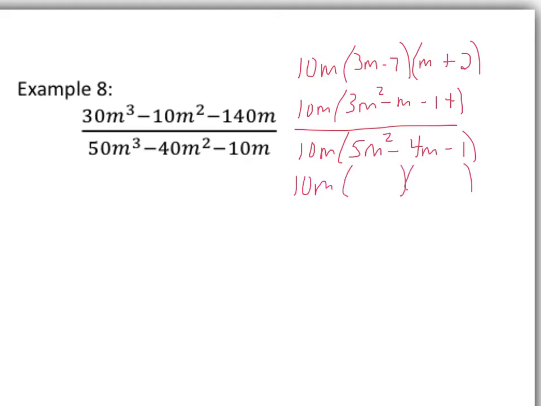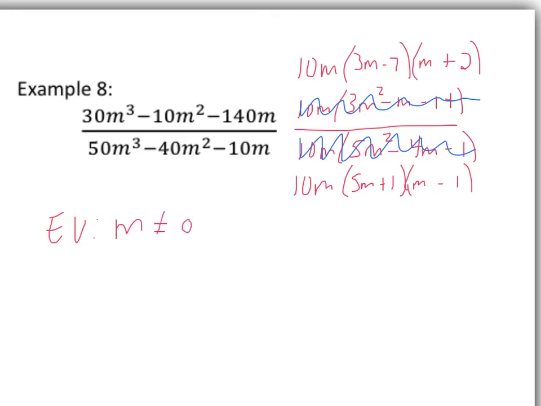And you can factor by grouping or guess and check. It's your choice. We get a 5m plus 1 and an m minus 1. So we have rewritten these. So these are now the two pieces we're looking at, factored and ready. So now we can say that our excluded values state that m, focusing on the denominator now, cannot be 0. That would be this one. It's just a term. There's no adding or subtracting to it, so 0 is all you would need.